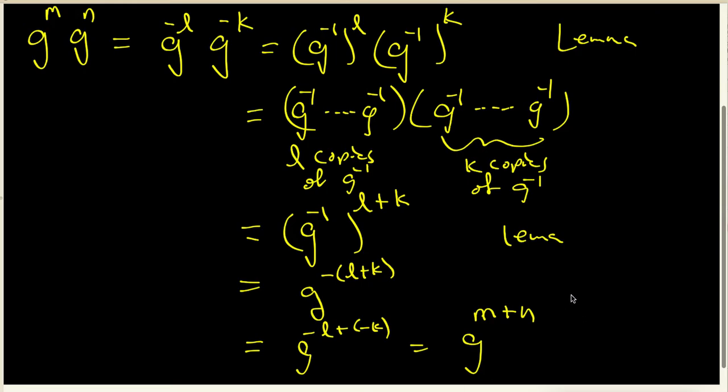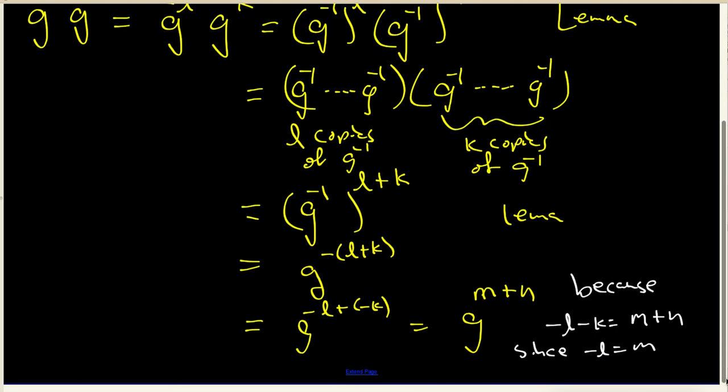This is because minus L minus k is nothing more than m plus n, since minus L is equal to m and minus k is equal to n.